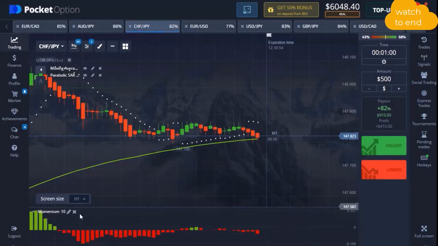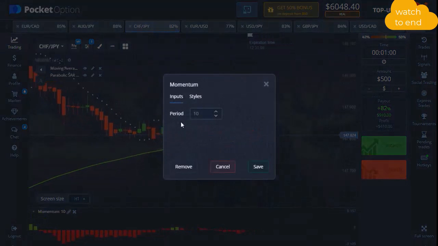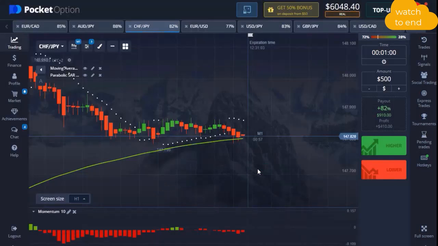For the momentum, it's the default settings, so the period, make sure it is 10, and you don't need to touch anything else here, just save. All you have to do is set up your moving average and parabolic SAR.